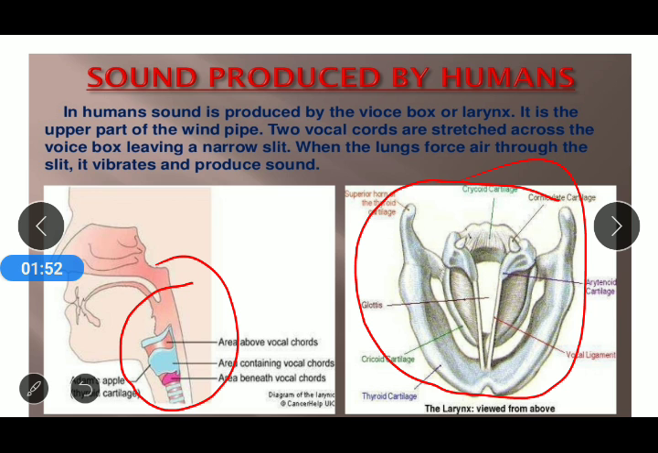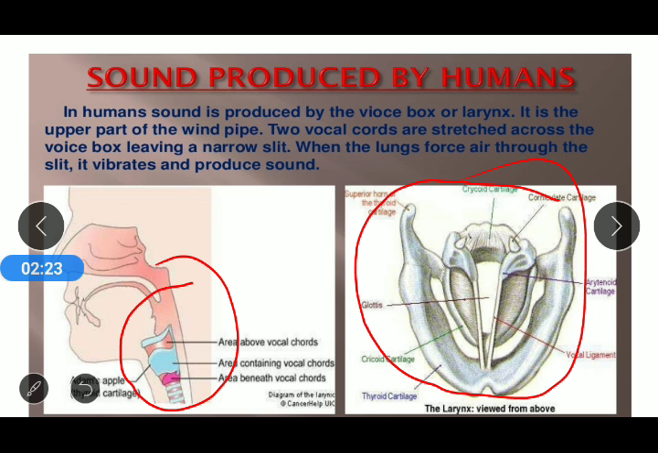What is given in this structure? In humans, sound is produced by the voice box or larynx. That means, what kind of mechanism has nature provided us? This is the mechanism provided to us. The name of that mechanism is the voice box or larynx.